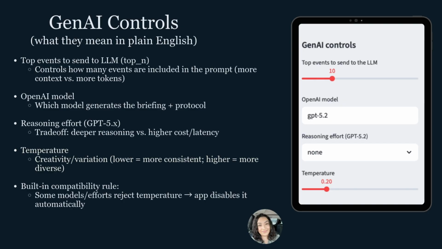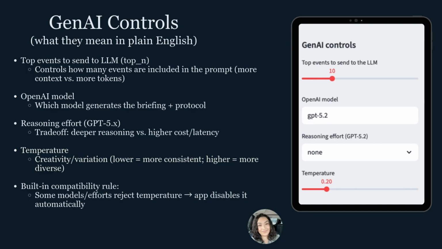Then there's reasoning effort for the GPT-5 family. And you can think of this as how much deliberate thinking we want the model to do. Higher effort can improve structure and reduce sloppy mistakes, especially when we're asking for strict JSON output, but it can also increase latency and cost.